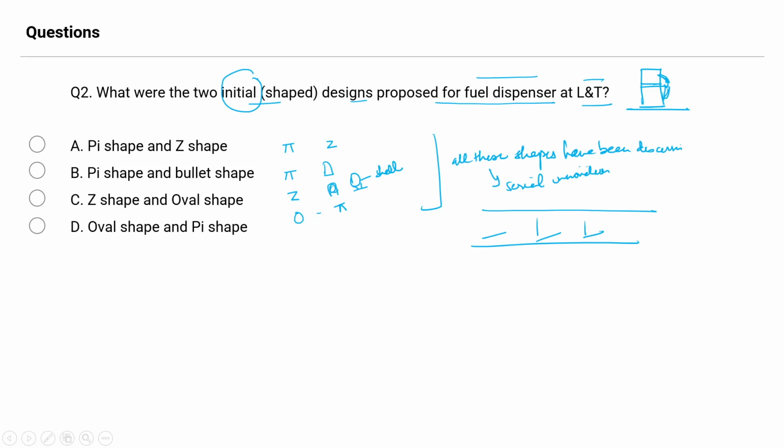Two initial shape designs proposed for the fuel dispenser. So these were at the beginning, which the professor had pitched to the board at L&T, where their aim was to be a differentiator in the market. So these two were envisaged during that time. Pie and Z, pie and bullet, Z and oval, oval and pie. All right. Let's go to the answer.